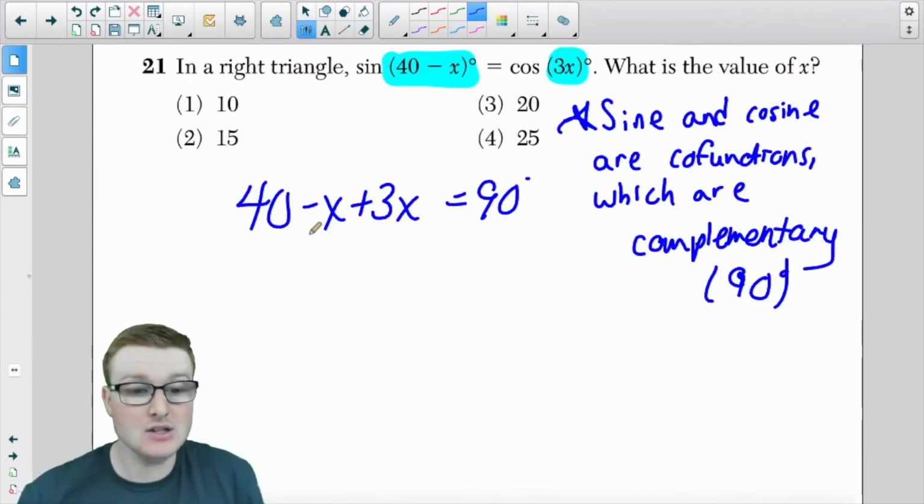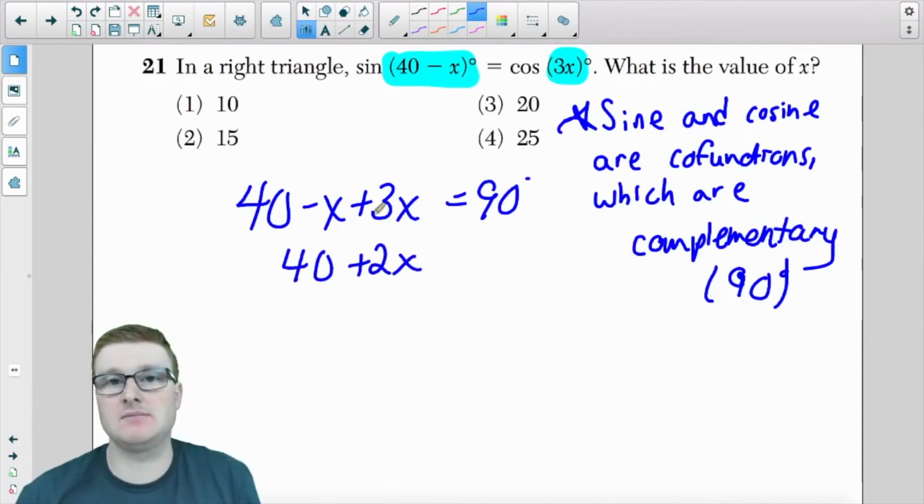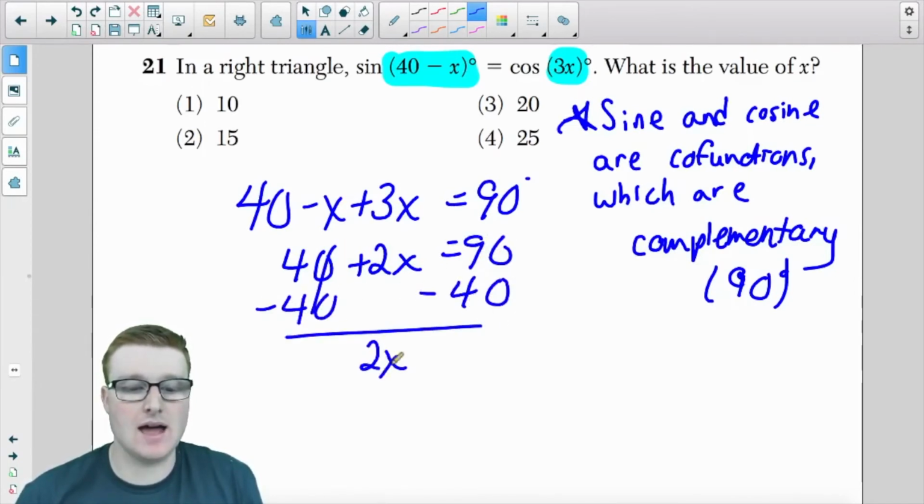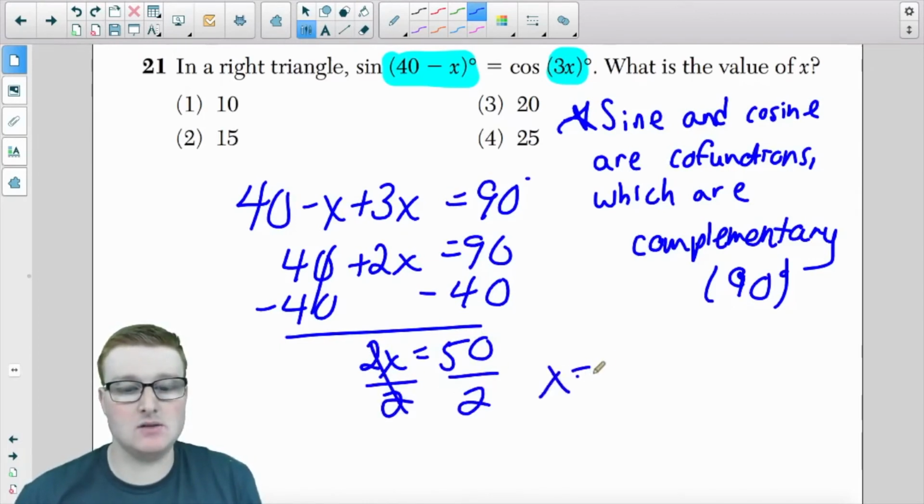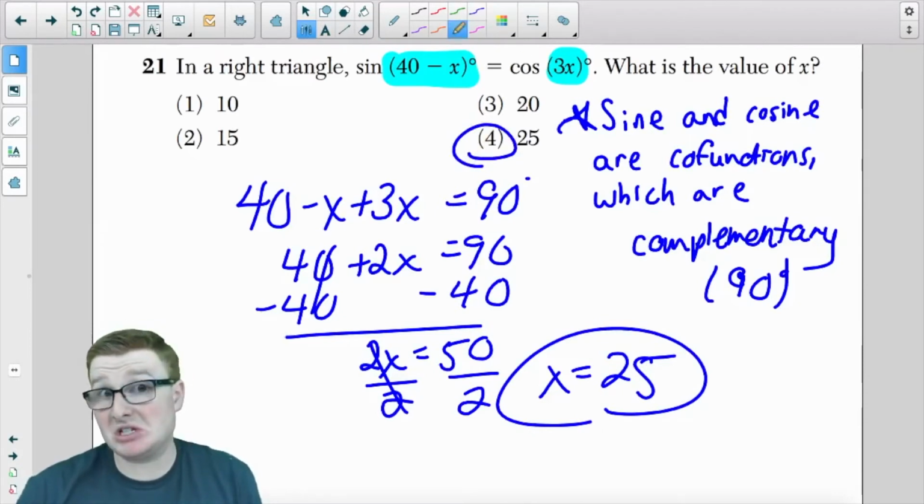Here we go. So we get 40 plus 2x. Just take the negative x and add it to the 3x. You get 2x equals 90. Subtract the 40 on both sides. We get 2x equals 50. Divide by 2 on both sides, and we get x is equal to 25. That is your answer, folks. Let's make sure it is.